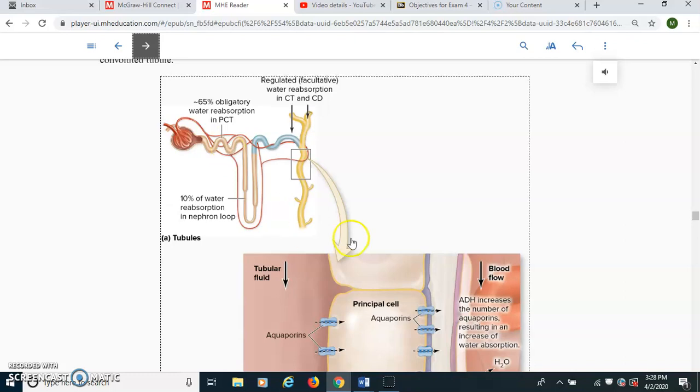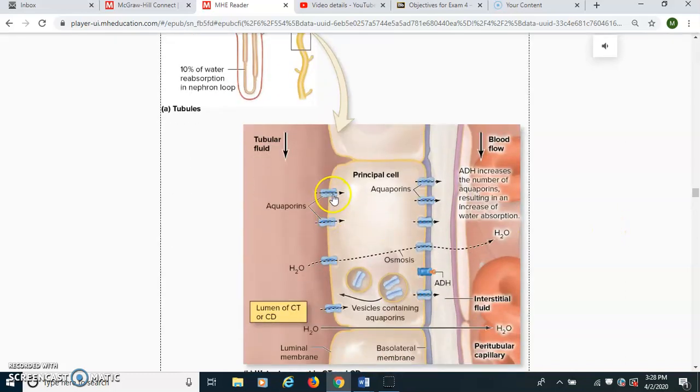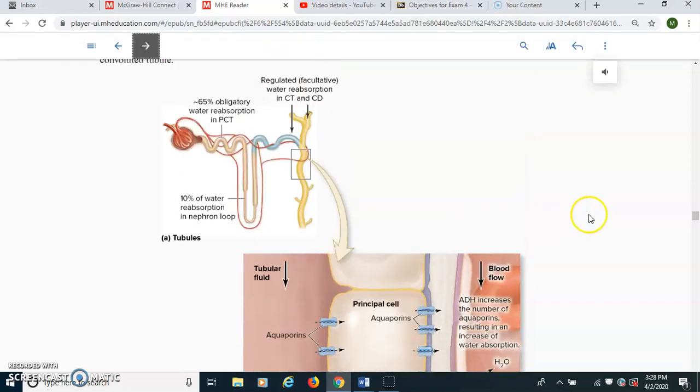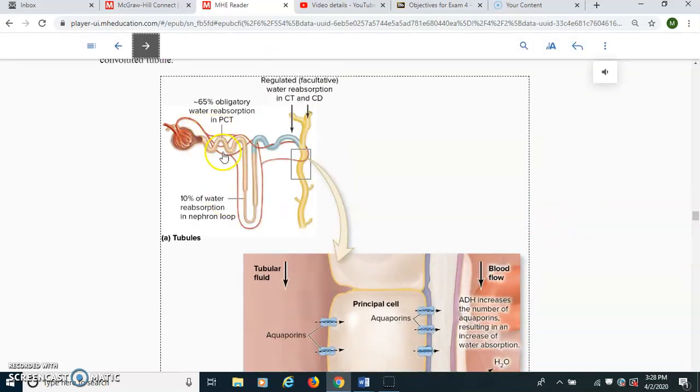And we have these little aquaporins. Those are the water pores or water membrane transporters for water. So we have a pretty set number of them in the proximal convoluted tubule. So most of the time, 65% of our water is going to be reabsorbed. So that stays pretty stable. It can vary a little bit, but stays pretty stable.